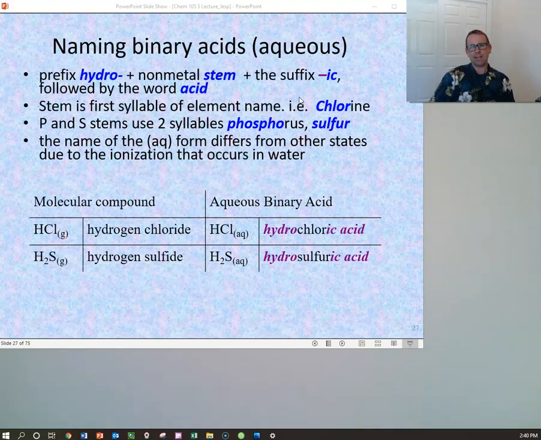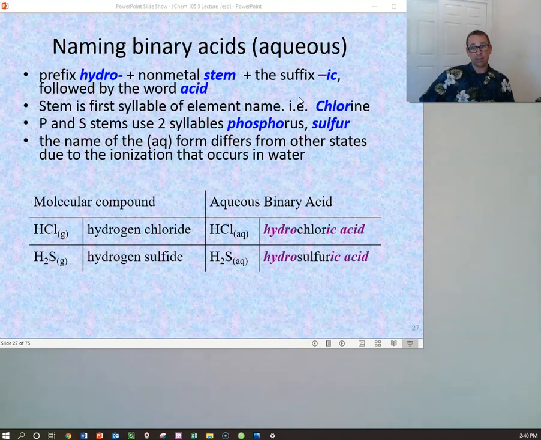Now we're going to talk about naming acids. We need to be able to name acids. And to name acids, we have to classify our acids into two different groups. There's two different groups of acids. One group is called binary acids. A binary acid only contains two atoms, two different kinds of atoms, hydrogen and something else.